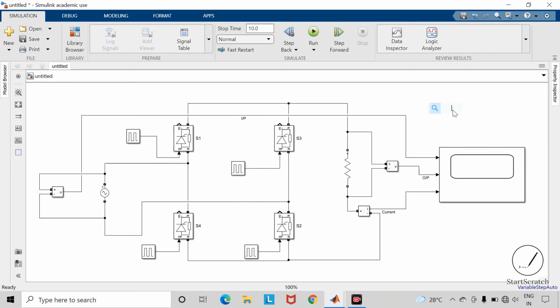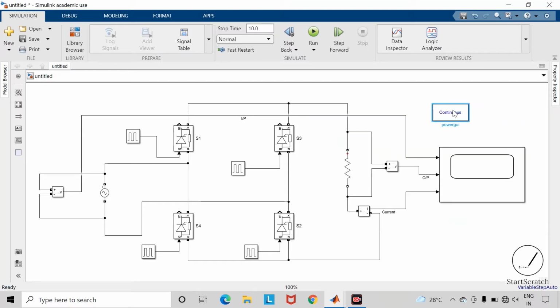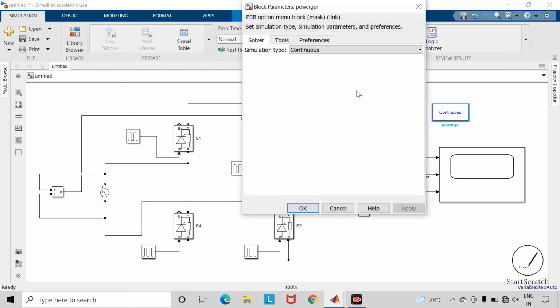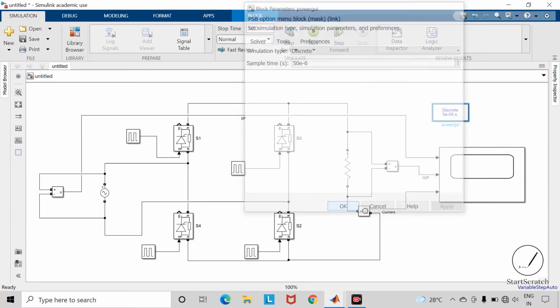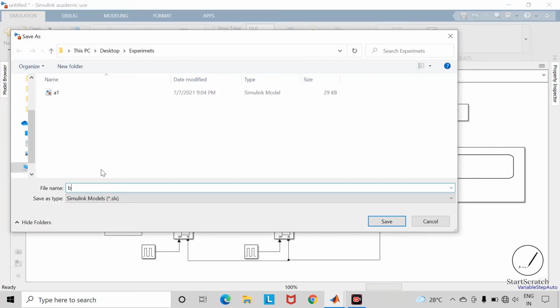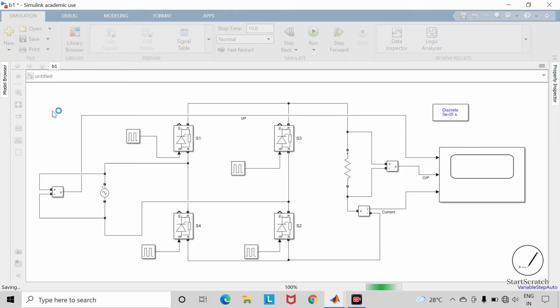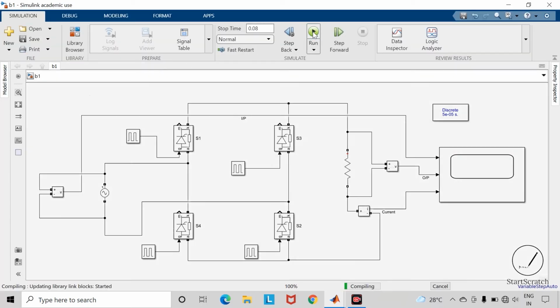Now take the powergui block. So this block is required for the simulation of the components which are present in this Simscape library. Change the simulation type to discrete. Now save the simulation. Let us consider the stop time as 0.08 seconds and run it.